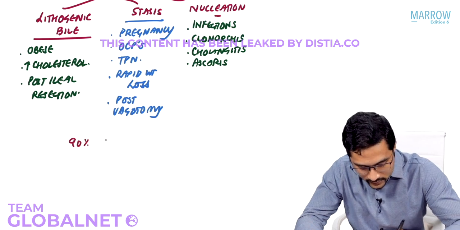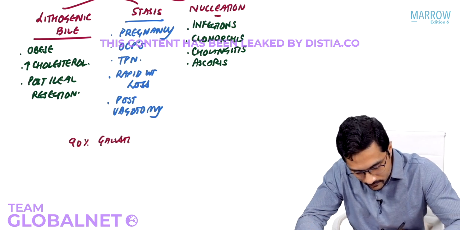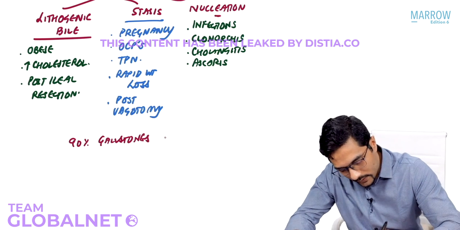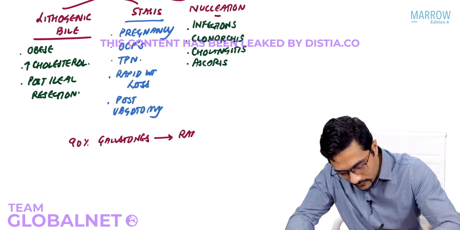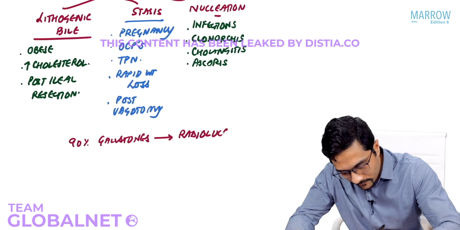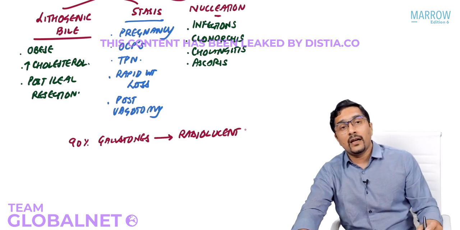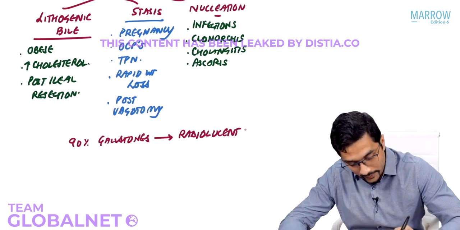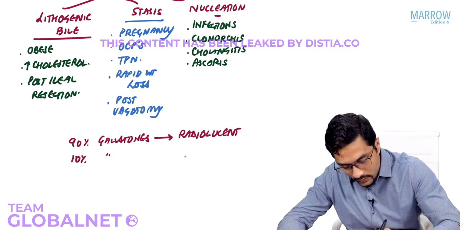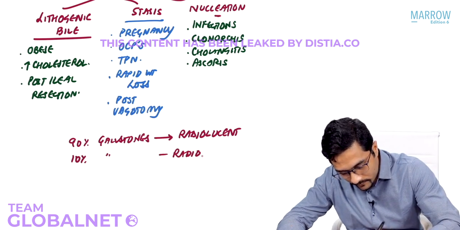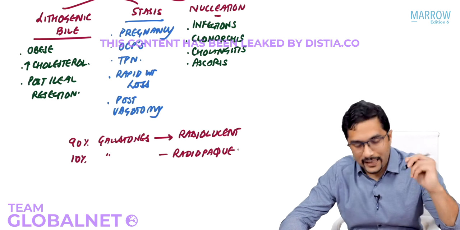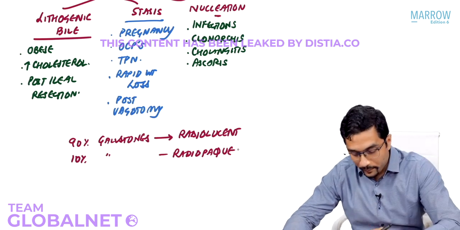90% gallstones are radiolucent as compared to 90% renal stones which are radio-opaque. Only 10% gallstones are radio-opaque.